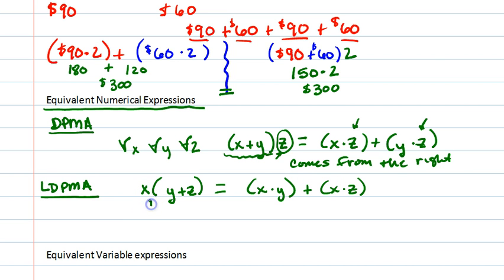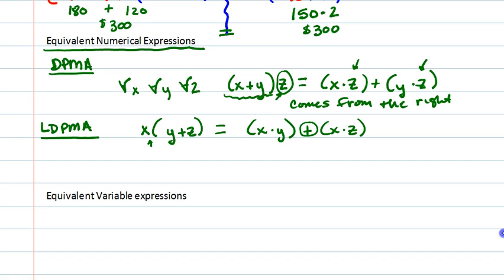Notice here we have multiplication. X is being multiplied by both y and z. It also is over here. Notice that I have addition here and here because y and z are being added to each other. These are equivalent. So this is the distributive principle.